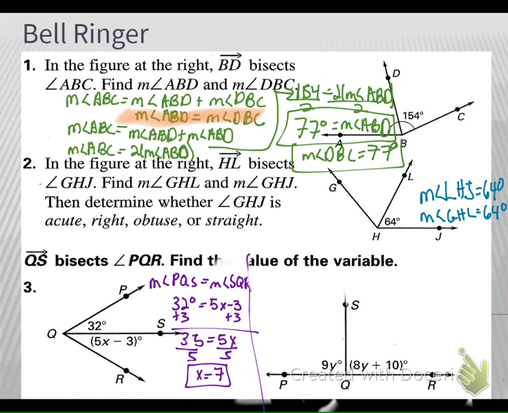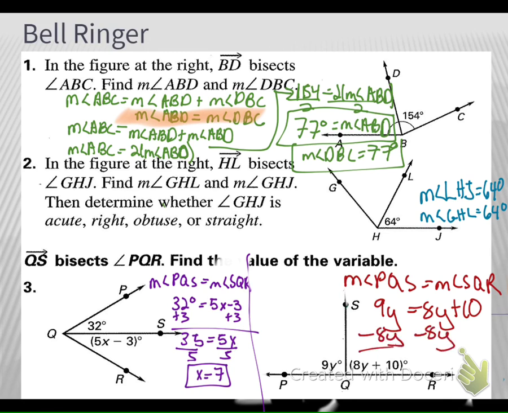Our first statement is to show that those two are equal. So the measure of angle PQS equals the measure of angle SQR. We know the value of PQS. What's the measure of that angle? 9y. What's the measure of angle SQR? Exactly right, guys. How do we get our like terms together? Yep, subtract y, 8y. When we do that, we get y equals 10.